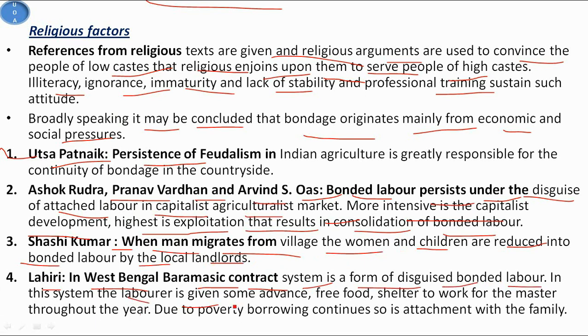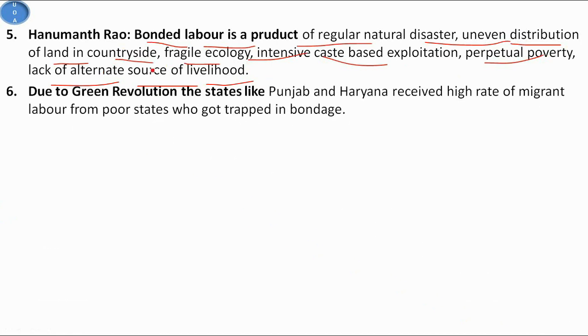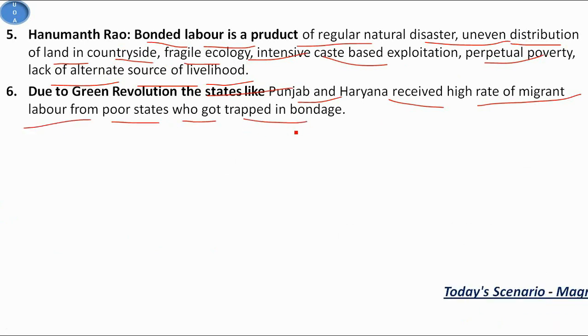In this system, the laborer is given some advance, free food and shelter to work for the master throughout the year. Due to poverty, borrowing continues, and so does the attachment with the family. Then Hanumantha Rao said that bonded labor is a product of regular natural disasters, uneven distribution of land in the countryside, fragile ecology, intensive caste-based exploitation, perpetual poverty and lack of alternate sources of livelihood. Due to the Green Revolution, states like Punjab and Haryana received a high rate of migrant labor from poor states, who got trapped in bondage.